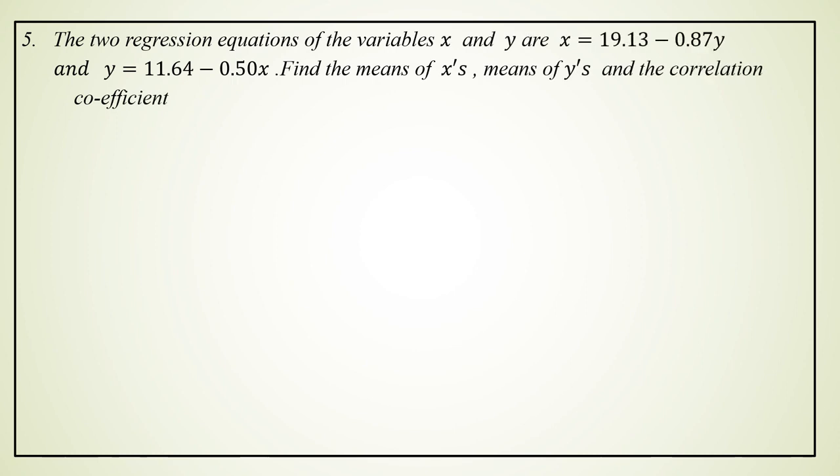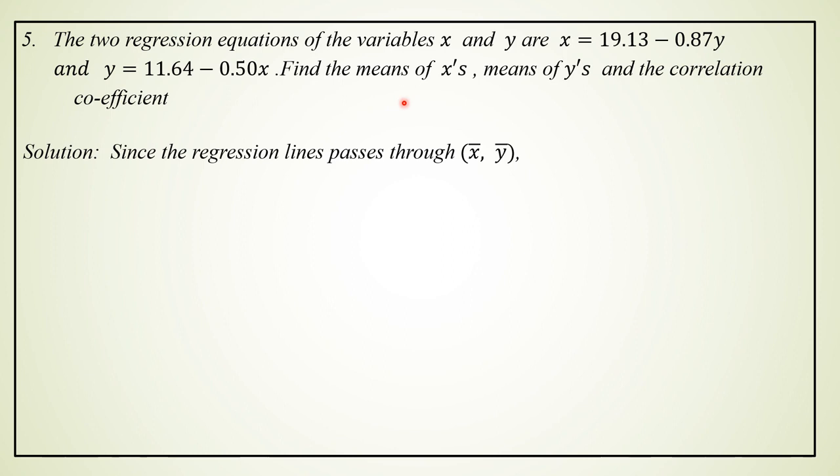Next problem. The two regression equations of the variables x and y are given by x is equal to 19.13 minus 0.87y and y is equal to 11.64 minus 0.5x. Find the mean of x, mean of y and the correlation coefficient. Just observe over here, students, even in this problem, instead of the data points, they have given you the regression lines. And using the regression lines, they are expecting you to find the correlation coefficient as well as the means of x and y.